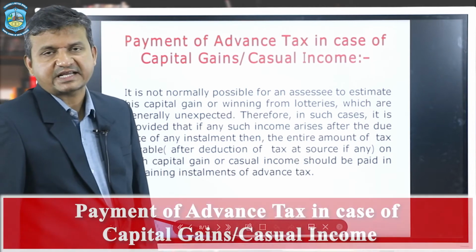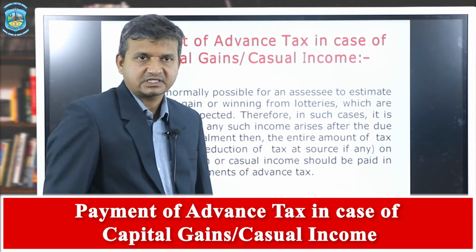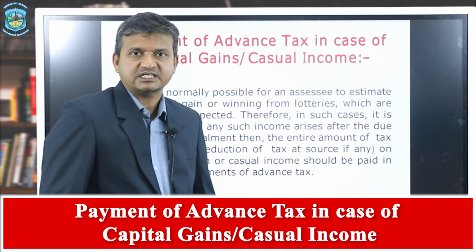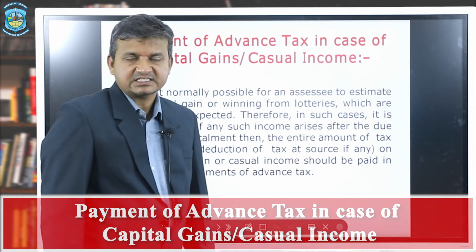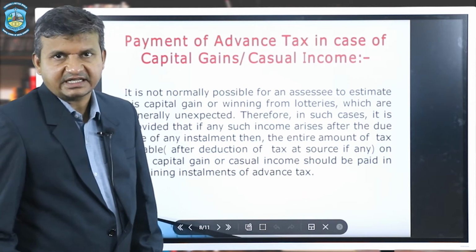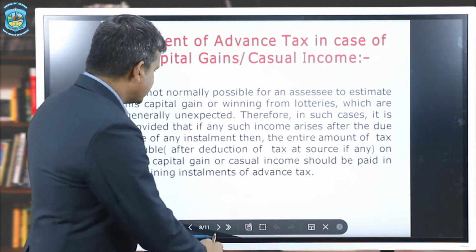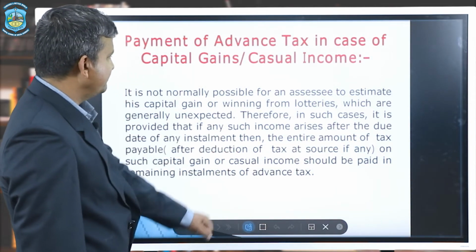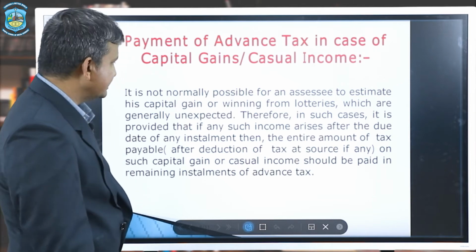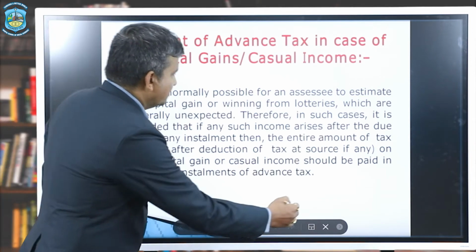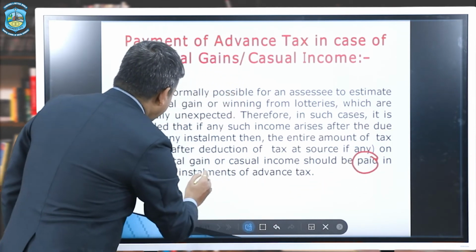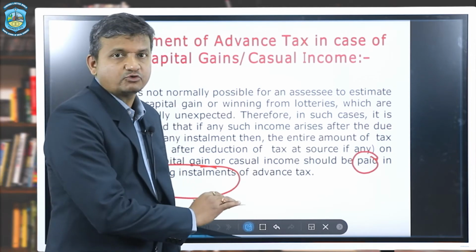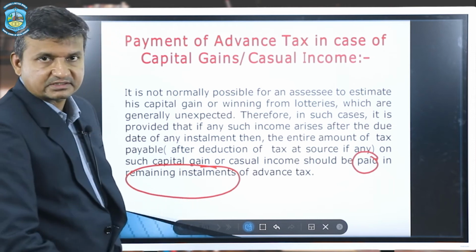Now we come to payment of advance tax in case of capital gains or casual income. Sometimes it might happen that some capital gain or casual income arises in between the payment of installments. In that case, we need to adjust the tax liability in the remaining installments. So what does this say? This says, if any capital gain arises or there are any winnings from lotteries, which are generally unexpected, in that case, we need to increase the tax liability in the remaining installments, and then pay the advance tax in those remaining installments.